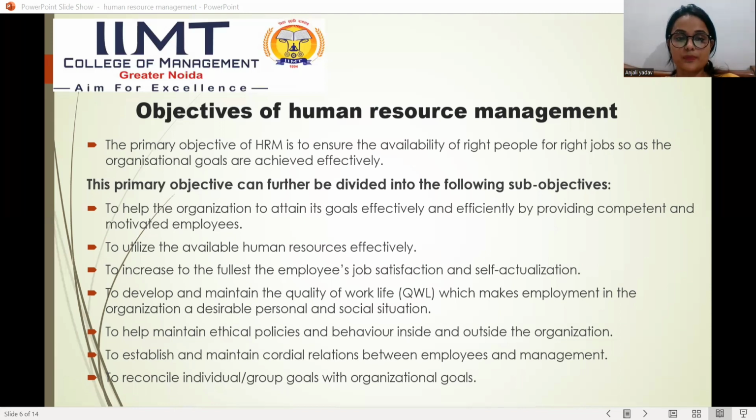To help maintain ethical policies and behavior inside and outside the organization, to establish and maintain cordial relations between employees and the management, and to integrate the individual goals with the organizational goals so that the employee will be satisfied with the organization and will work with 100% effectiveness and efficiency.